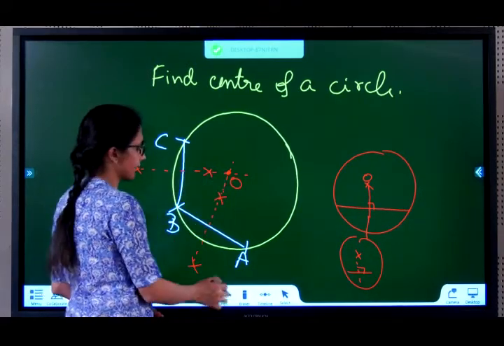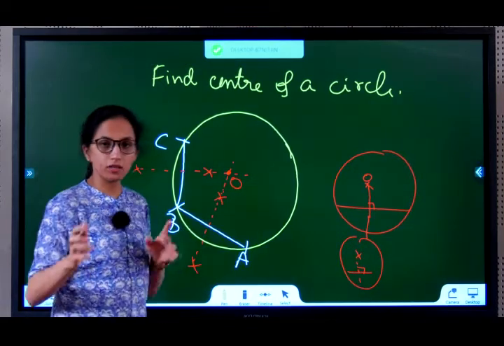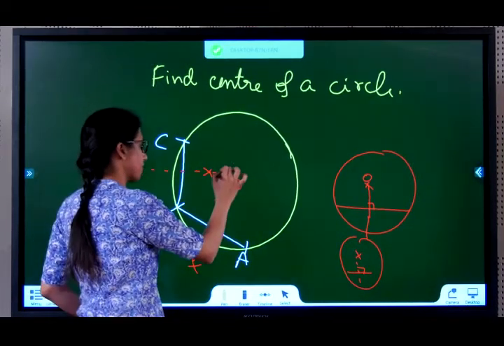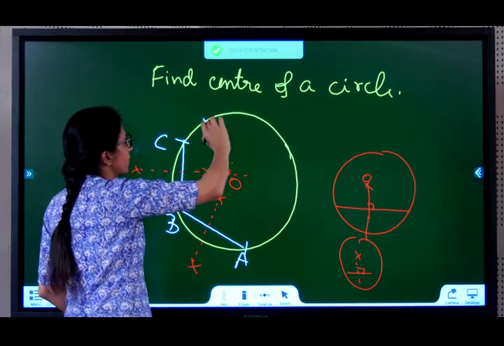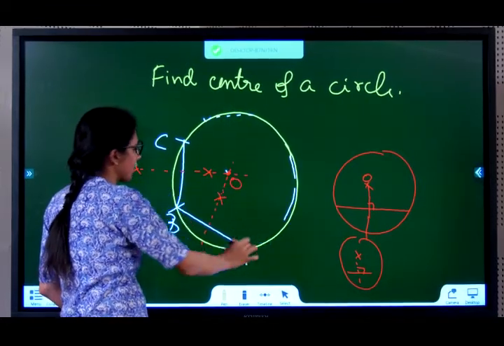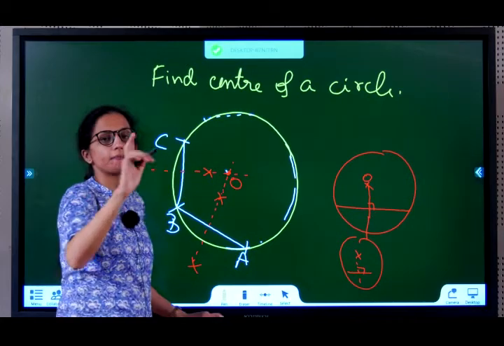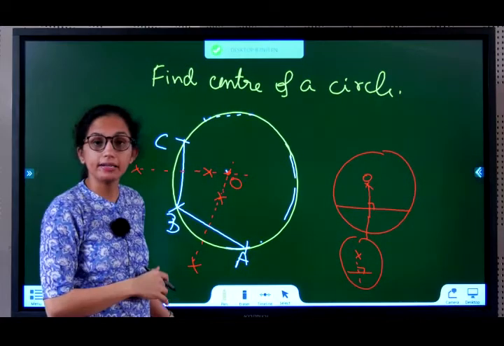So once you get the center, I want you to verify whether your answer is correct. So then keep your compass needle here and measure this radius and draw. If it's exactly coinciding with your circle, that means your center is at the correct position.